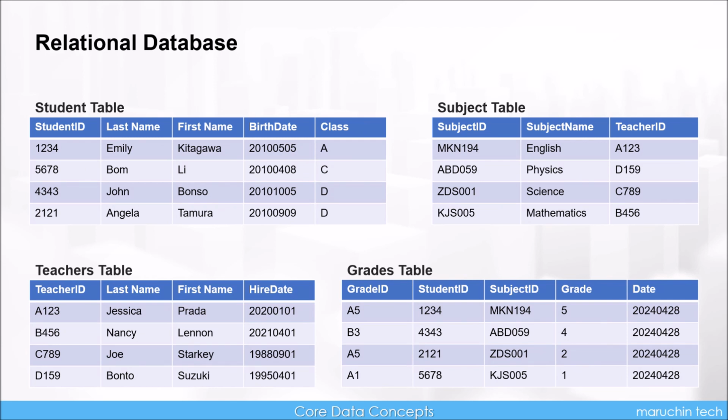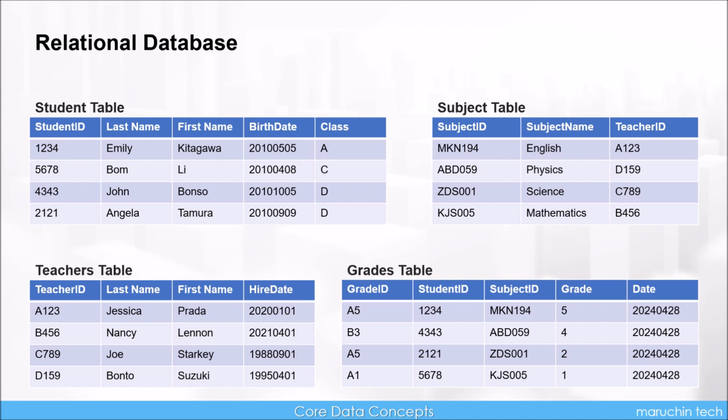Relational databases are commonly used to store and query structured data. A query refers to a statement or command that asks the database management system to perform a process such as retrieving data. Take this school database as an example.